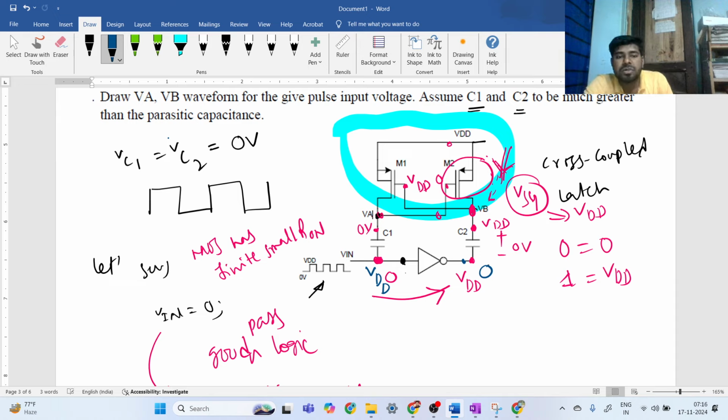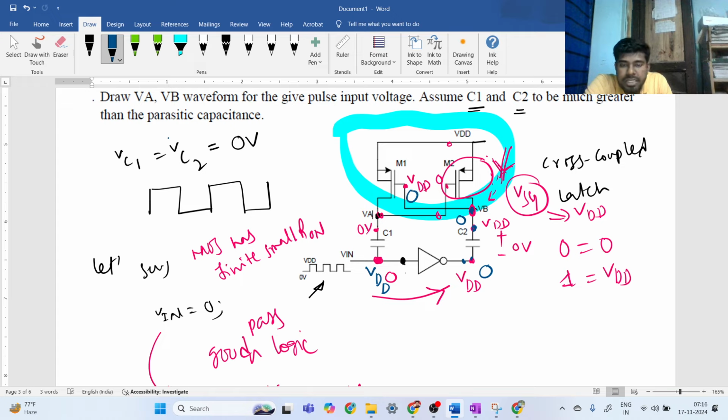So if this is 0, this node voltage will try to become 0, as the initial condition was 0. Previously when this was VDD, this was also VDD, so the initial condition was 0 previously as well. So if this node is 0, this node goes 0, this node goes 0.